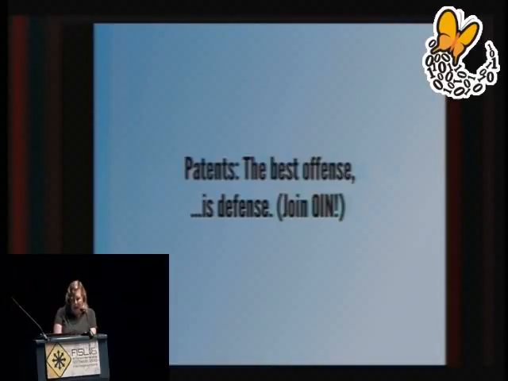And then patents. The best offense is defense, I think, because patent suits are expensive, millions and millions of dollars expensive, and then also lots of time, and then probably lots of headaches and losing your hair and that type of thing.